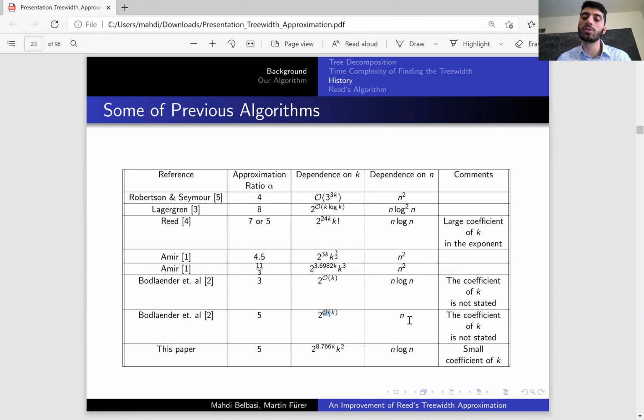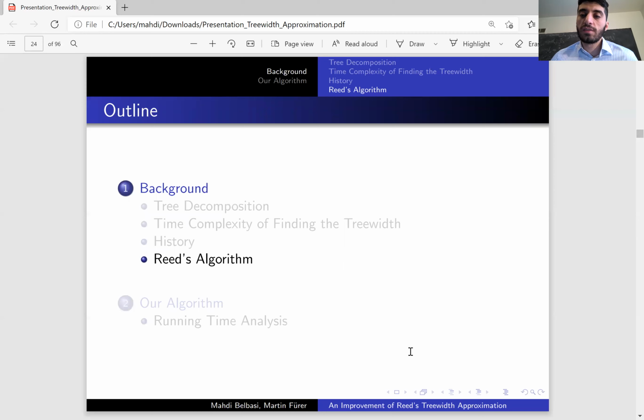So we thought maybe it's good to sacrifice on dependence on n, and tolerate that addition of log n here, but instead we gain a lot in the exponent, and then we actually can make this applicable in a few applications if the k is very small. So that's what we are going to present in this paper. It's a 5 approximation. The running time is 2 to the power of 8.766 k square n log n, and this is good because it has a small coefficient of k in the exponent.